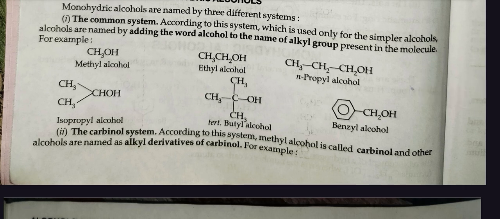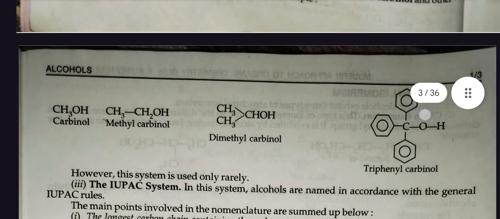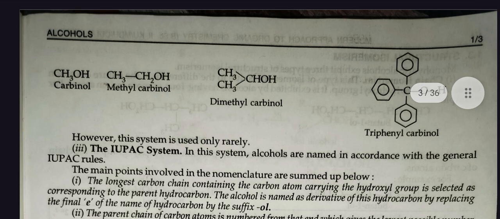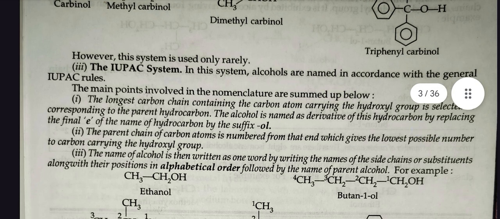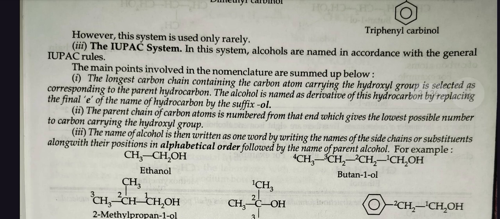Second, the carbinol system. According to this system, methyl alcohol is carbinol and other alcohols are named as alkyl derivatives of carbinol. For example, carbinol, methyl carbinol, dimethyl carbinol, triphenyl carbinol. However, this system is used only rarely. Third, the IUPAC system. In this system, alcohols are named in accordance with the general IUPAC rules.